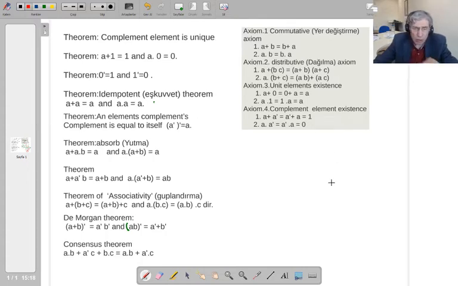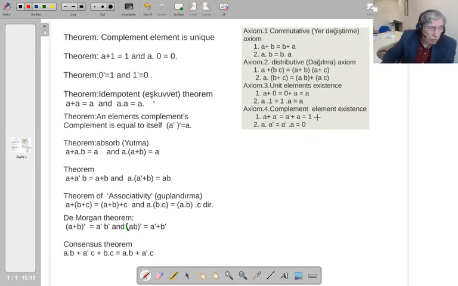We have examined the boolean algebra. So we are examining the mathematics of logic design, which is boolean algebra. First, we set the boolean algebra axioms. Now we came to theorems. So these are the axioms. As you know, there are 4 axioms.